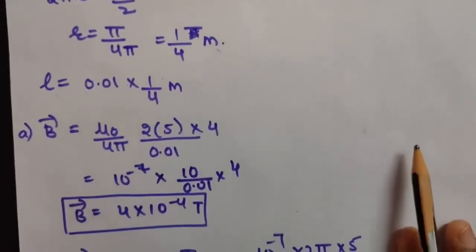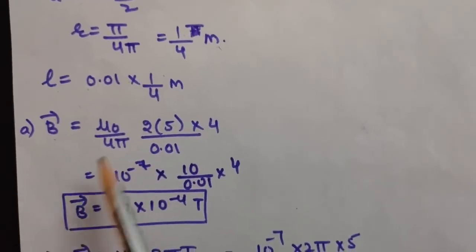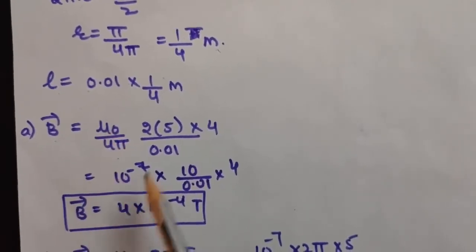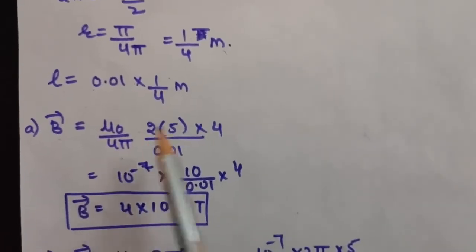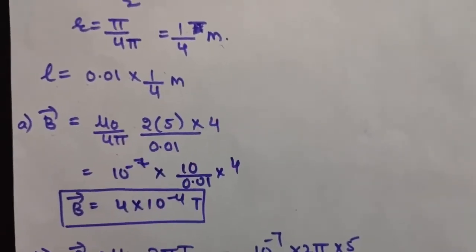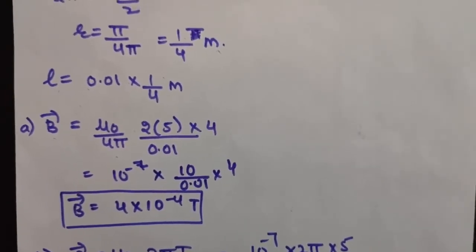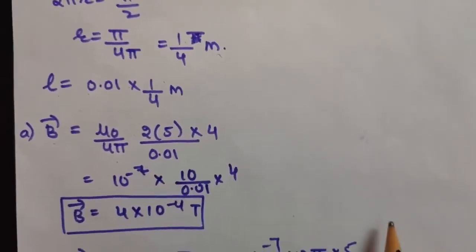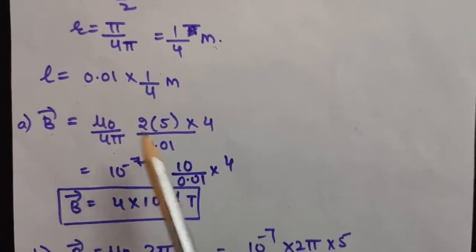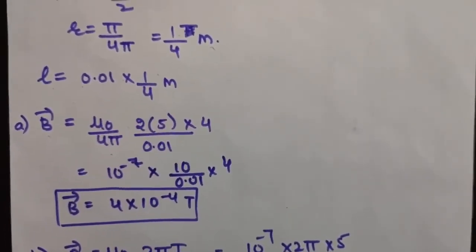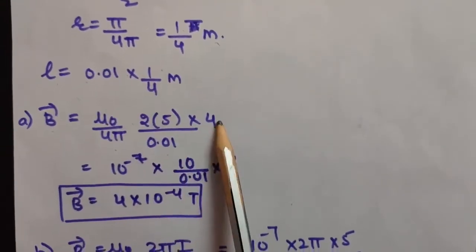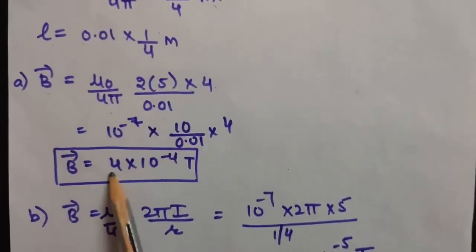So in the first part, to calculate the magnetic field, we will just use the formula μ₀/4π × 2I/R, because we have to just calculate the magnetic field due to a wire. So simply the formula is used. And here your R, or you can say the distance between the point and the wire, is 0.01/4. Okay, so solve it, you will get this answer.